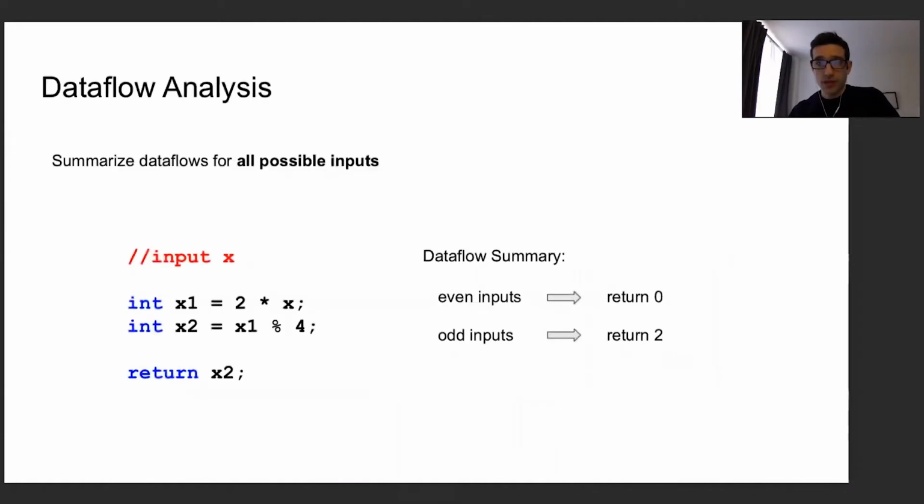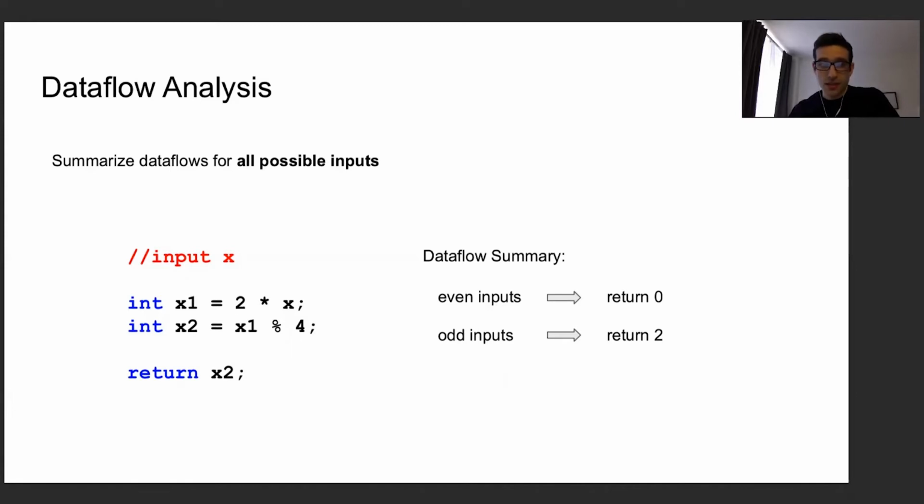In this work, we focus on data flow analysis, which is a form of program analysis that summarizes how data flows through a program for all possible inputs. To give an example of how this works, consider the following program. It first multiplies an input x by 2 and then applies modulo 4. If we want to summarize the data flow for this program, we can use a transition function that says all even inputs will return 0 and all odd inputs will return 2.